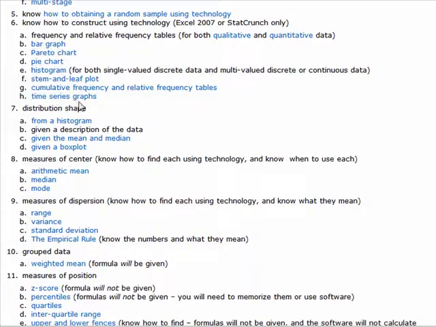All of these charts you do need to know how to make using technology or by hand. The frequency, sorry, let me clarify that. The frequency and relative frequency tables, those you could do by hand. The stem and leaf plot, you can't use technology for that. The tables here, but the bar graph, Pareto chart, pie chart, histograms especially, people really struggle with histograms, so make sure you know how to do histograms.